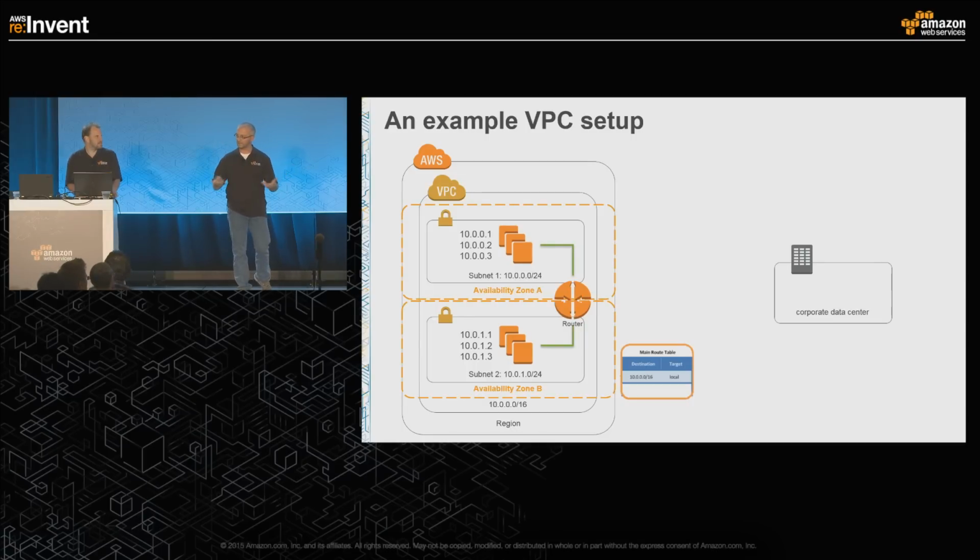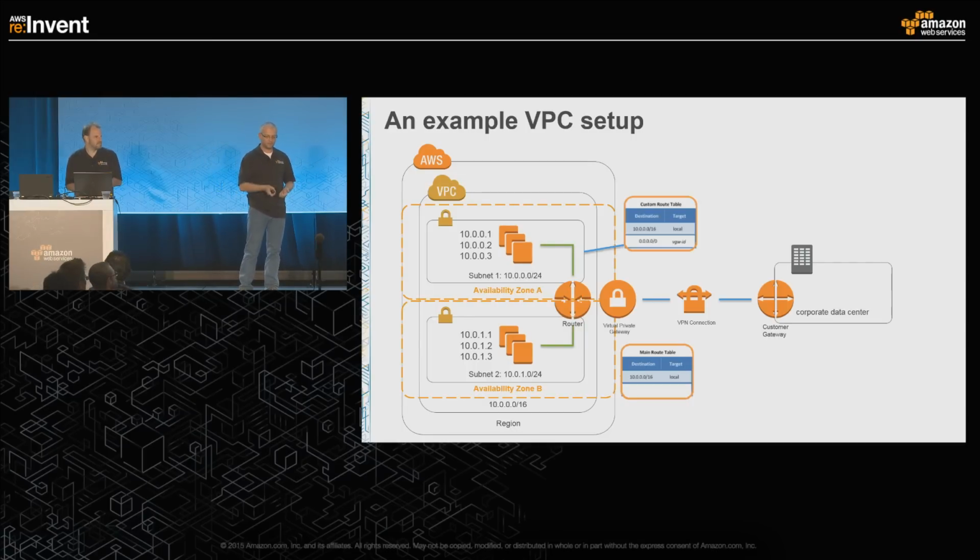And there are a couple of options for that. We could use Direct Connect. What we could also use is a virtual private gateway. So here we'd attach a virtual private gateway to the VPC. We'd have a customer gateway on site, which is software or hardware, and a VPN connection linking the two. And then in this particular example, we've applied a custom route table to only one subnet.